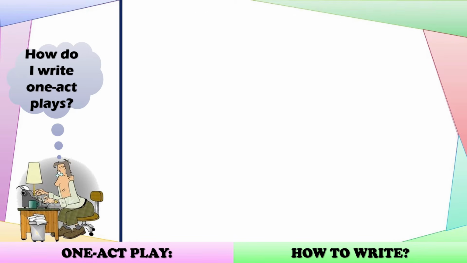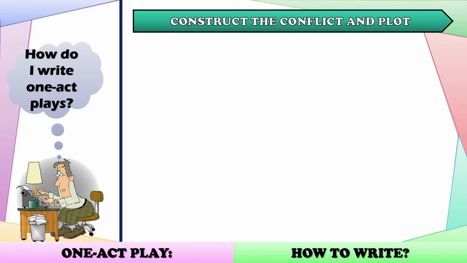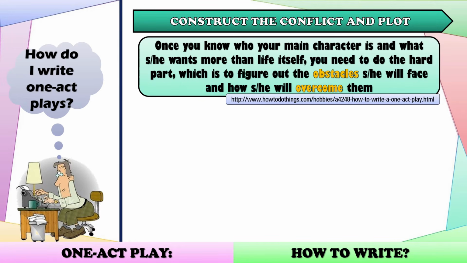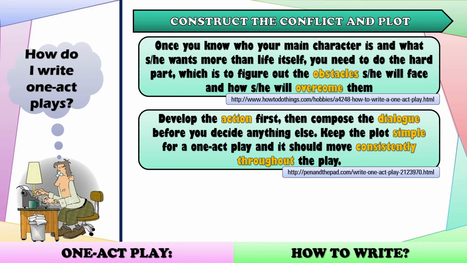After building and developing the characters, another way to write the one-act play is to construct the conflict and the plot. Once you know who your main character is and what he or she wants more than life itself, you need to do the hard part, which is to figure out the obstacles that he or she will face and how he or she will overcome them. Develop the action first, then compose the dialogue before you decide anything else.